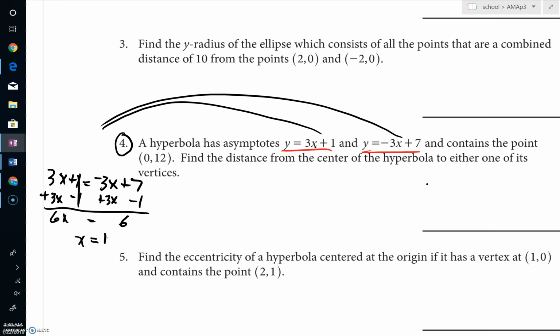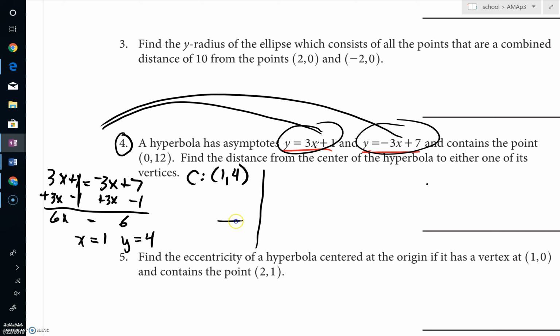And guys, regardless of which equation I plug that x equals 1 into, imagine it's the first one: 3 times 1 is 3, 3 plus 1 is 4. You get y is equal to 4. That's going to be your center. Okay? So we've got 1, 4, and we can begin to try to make some sense of that.